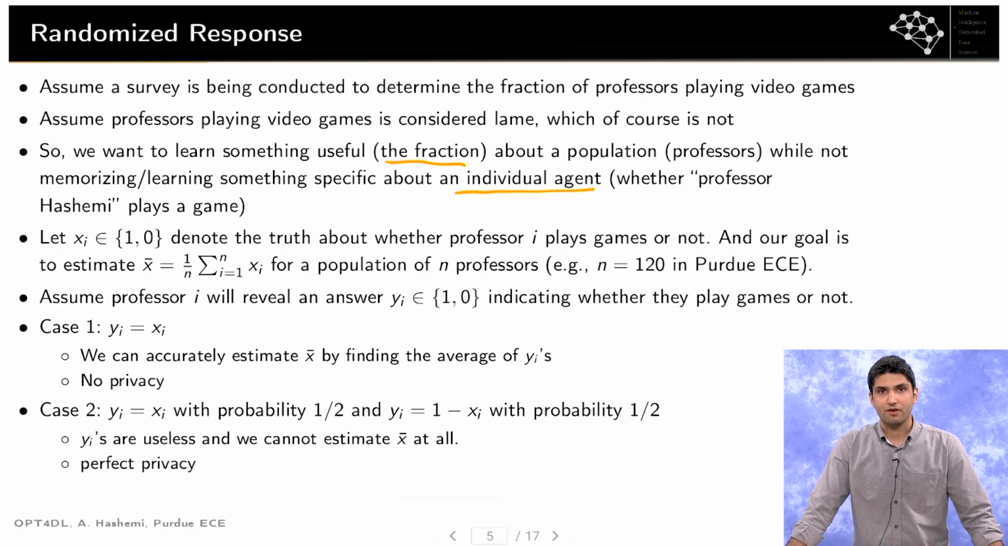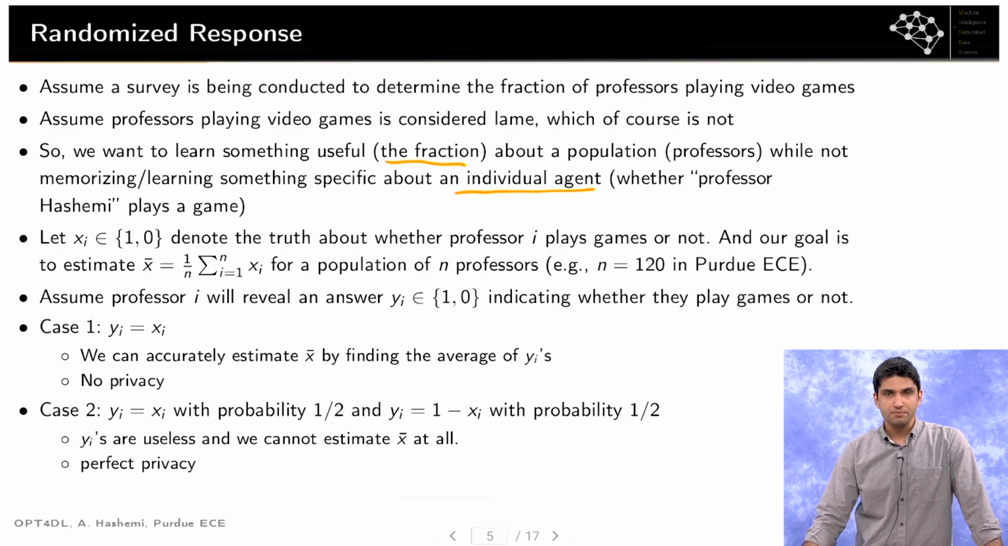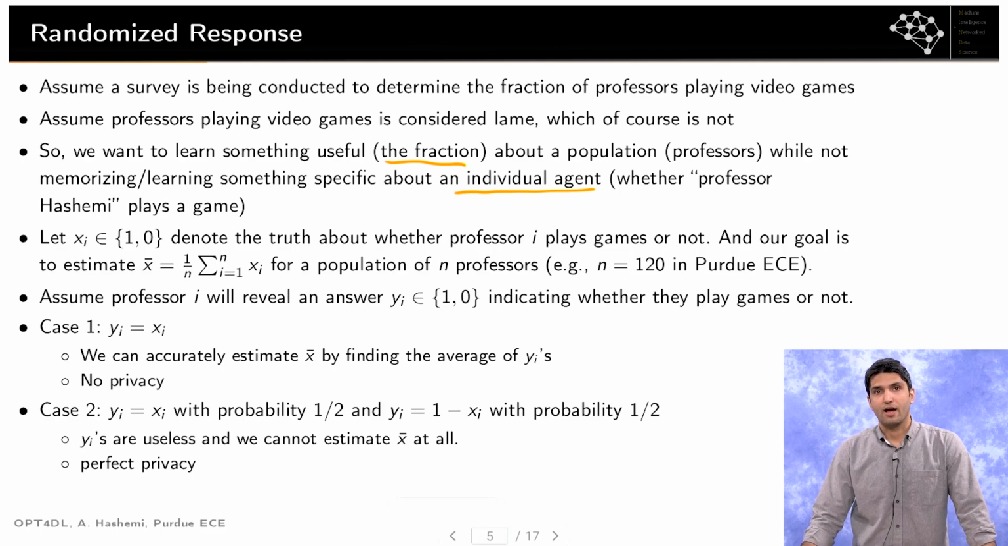For instance, it doesn't matter if I play video games or not. The only thing that matters while performing this survey is to determine which fraction of the professors play video games. Okay. All right. So let's formalize this a little bit more, and also consider different ways that people can respond. And we're going to see the trade-off between ensuring privacy and accuracy. And we're going to see how we can leverage randomization to still learn this fraction with good accuracy while ensuring some level of privacy for people, or in this case, professors participating in the survey.